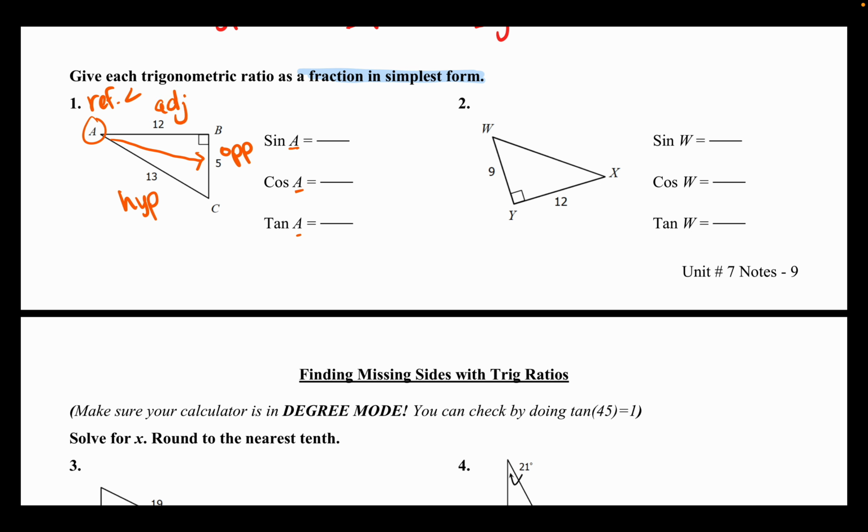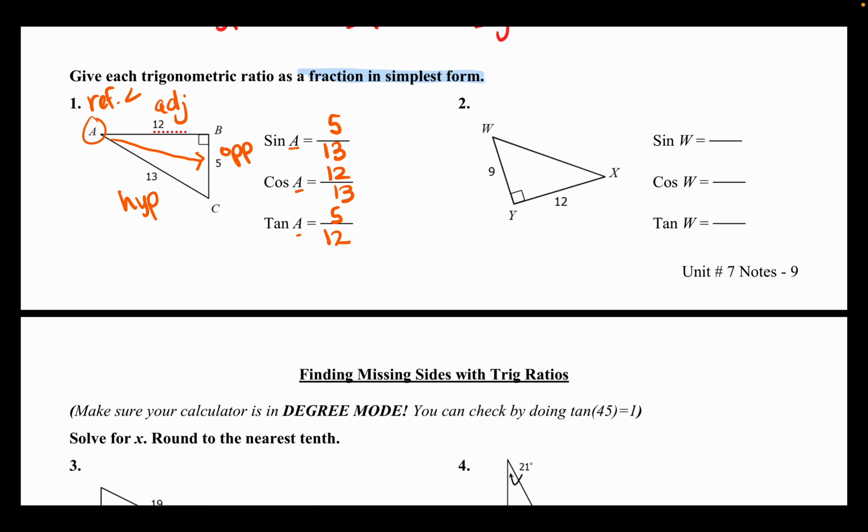So the sine of A is 5 over 13 because it's opposite over hypotenuse. Cosine of A is 12 over 13 because it's adjacent over hypotenuse. And tangent of A is 5 over 12 because it's opposite side over adjacent side. And those are your fractions.